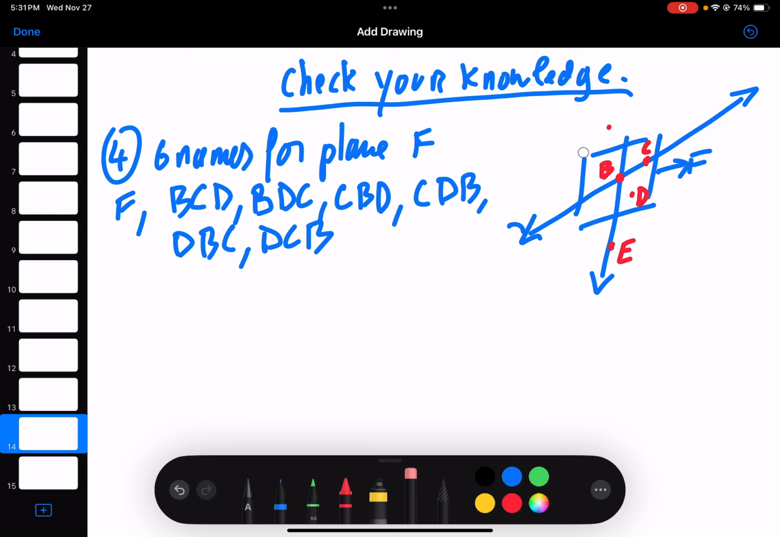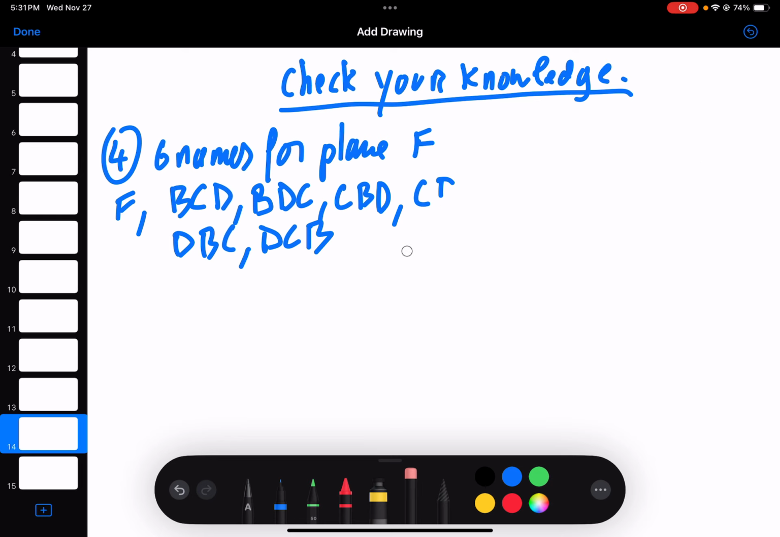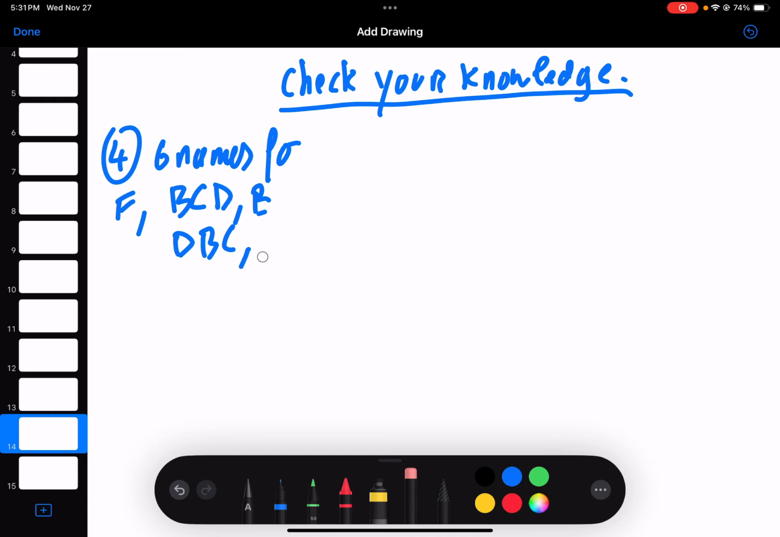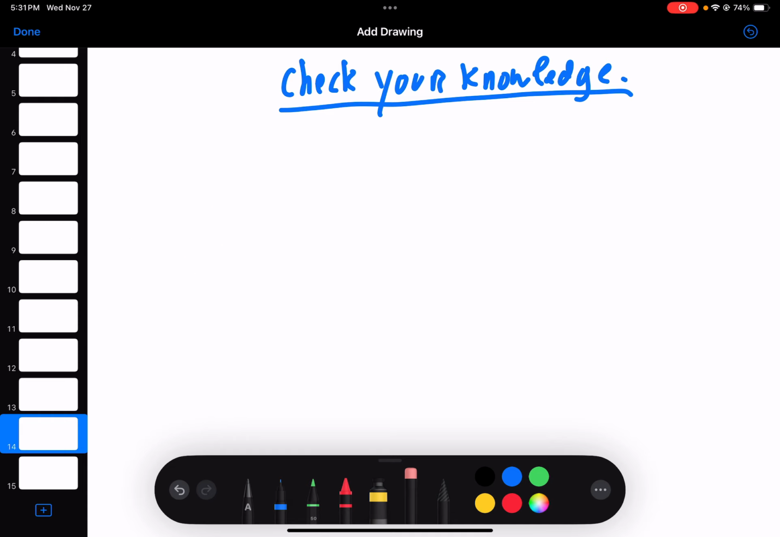All right, let's keep going. All right, now for question 5 and 6, we're gonna use another figure. So here's the figure we're gonna use.